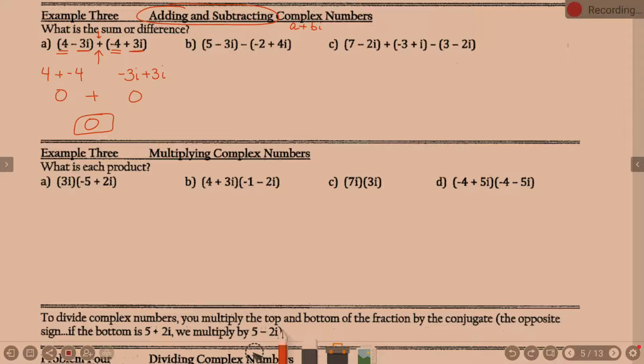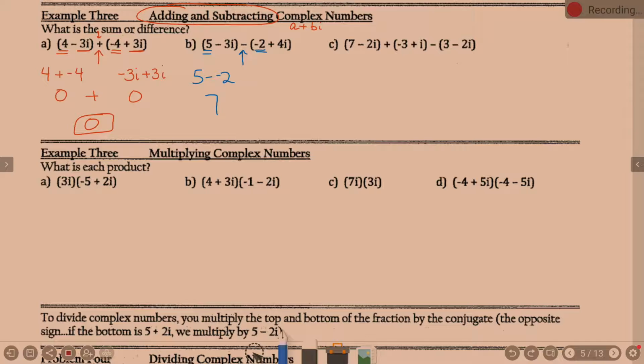Okay, let's try B. What do you notice about B? Subtract. Okay. So first of all, we have to pay attention to the fact that this is a subtraction problem. So if we start thinking about the real parts, what's going to happen when I subtract my real parts? Do you understand what I'm asking there? So the a values, 5 minus negative 2. And what do we know about 5 minus negative 2? Positive 7. If you want, it's keep, change, opposite. 5 plus positive 2.